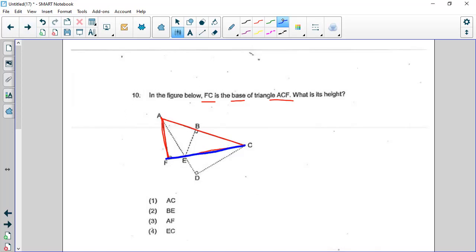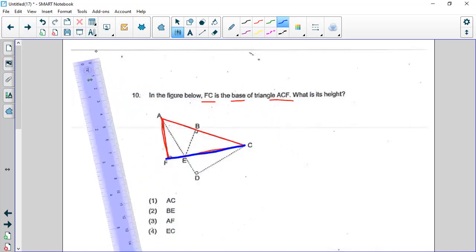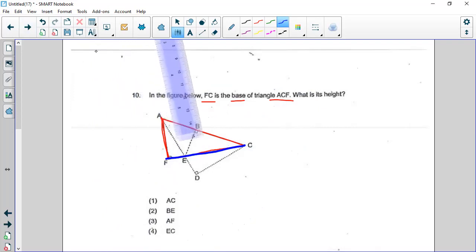Now, how to do well for this? How to find the height? Take a ruler, a transparent ruler. Put the ruler on the base. All the P5 students will know this. Take the ruler, put it on the base, and then shift the ruler left and right until you can see a line that's the same side as the ruler. Do you see a line that's the same side? Which is here. Same side, parallel with the ruler. And that is the height of the triangle, which is number 3, AF.